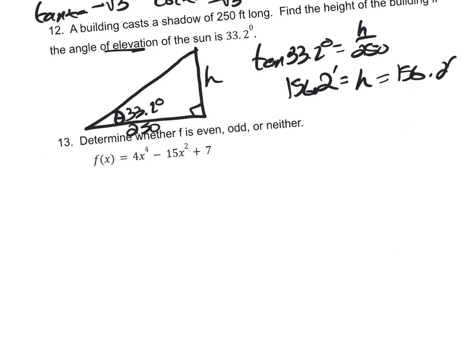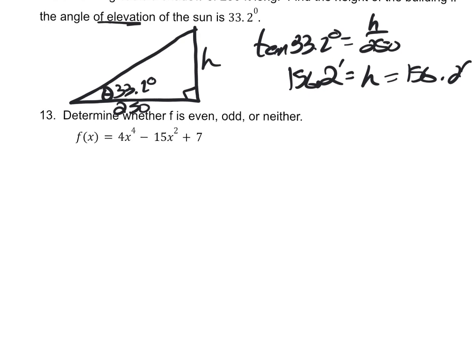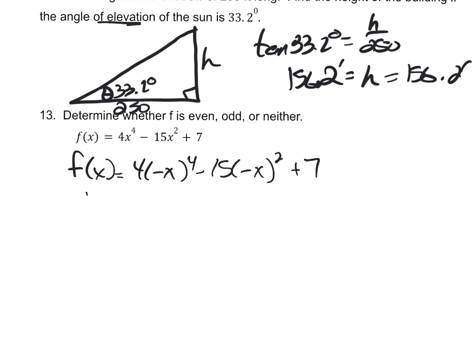Number 13, tell if it's even, odd, or neither. First of all, I know it's not odd because the exponents aren't odd. It could be even, may not be. The way you tell is you plug in a negative x. So where I see an x, I'm going to put a negative x in there. Put a negative x in here. I'm just going to take one step and work all that out.